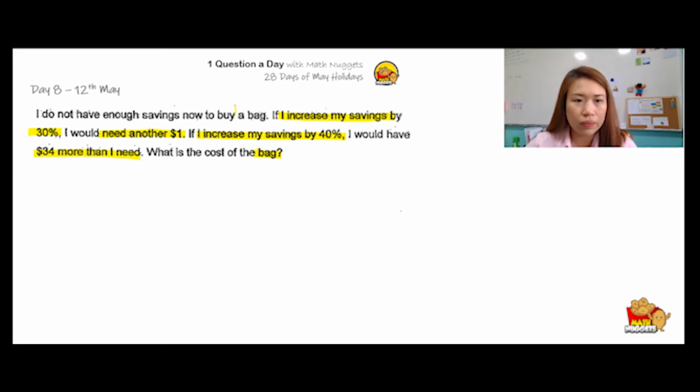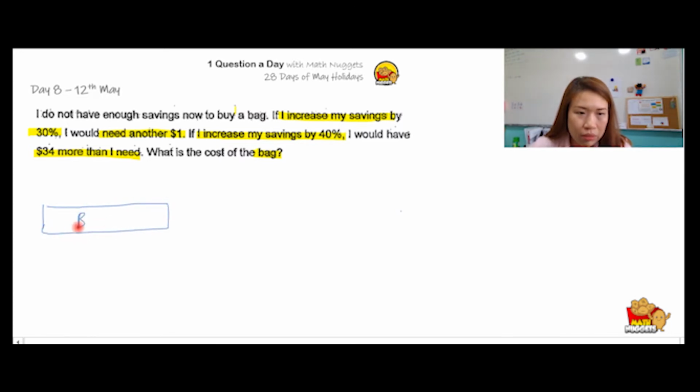Okay, so let me draw a model to illustrate this. So this is the cost of the bag. This is the bag. So the savings that he has now is 100%. So this is the 100% that he has. If he increases by 30%, he will still be short of $1. Still not enough.